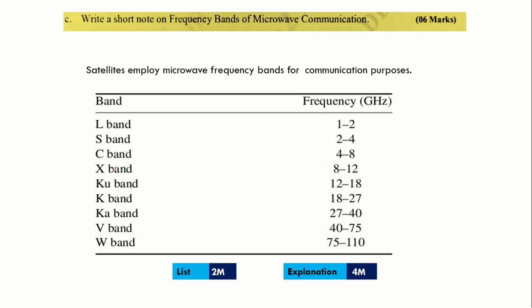Then write a short note on frequency bands of microwave communication. Here these are the different frequency bands used in communication systems, in a microwave communication system we can say. So the frequencies are also given here and the ranges of these bands: L band, S band, C band, X band, up to W band, wide band.